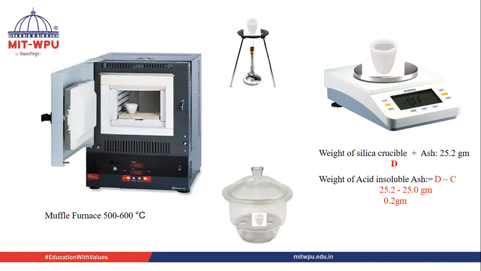So weight of acid insoluble ash I will get from D minus C. I will be subtracting the weight of empty crucible here. So 25.2 is the weight of crucible plus ash, and from this I will be subtracting the weight of empty crucible. So 25.2 minus 25, this is the weight of empty crucible. My acid insoluble ash is 0.2 gram.